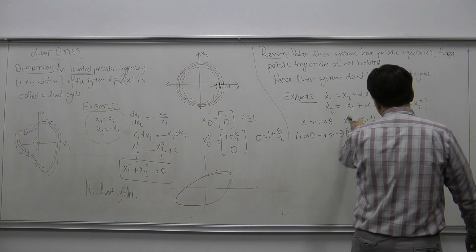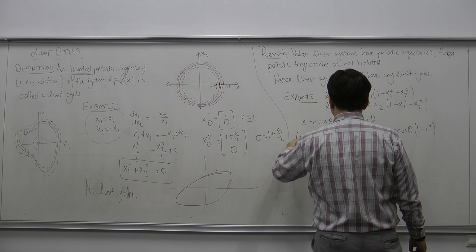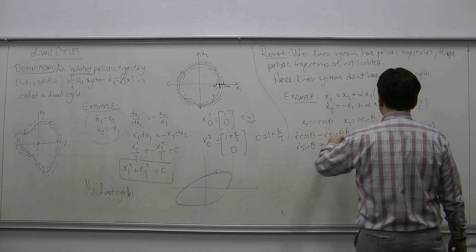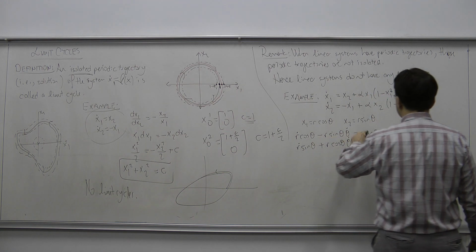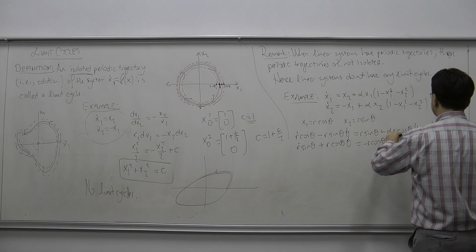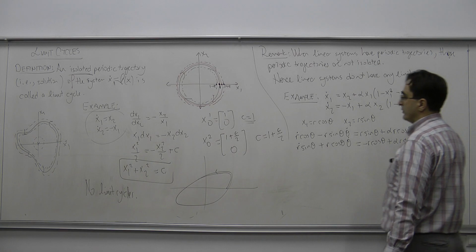And the second equation is going to be obtained by taking the derivative of this one. r dot sine theta plus r cosine theta theta dot is equal to minus r cosine theta plus alpha r sine theta (1 minus r squared).